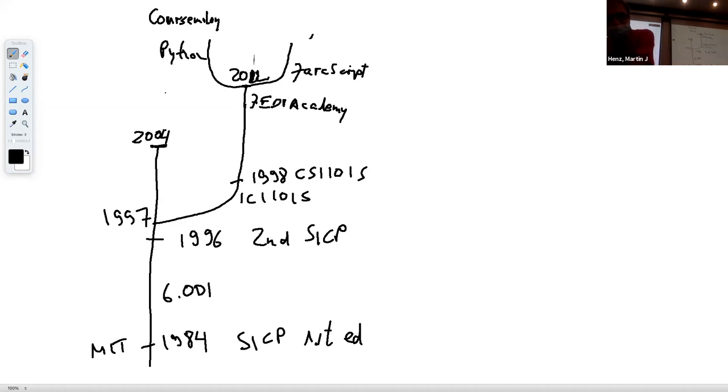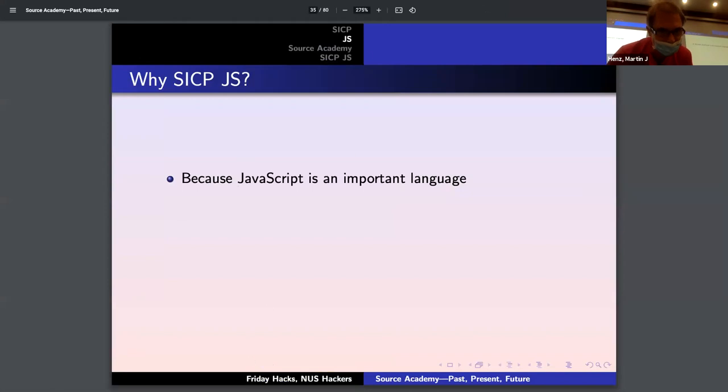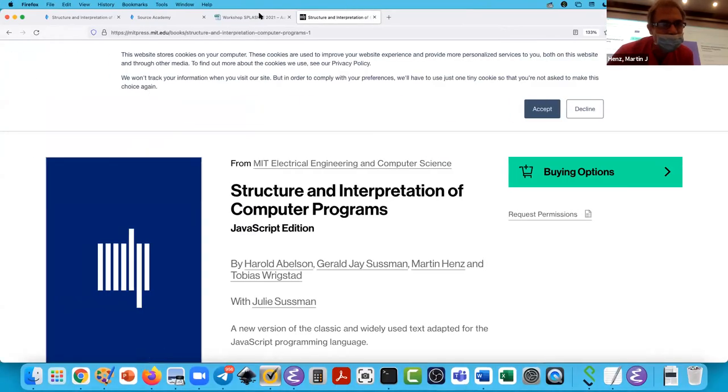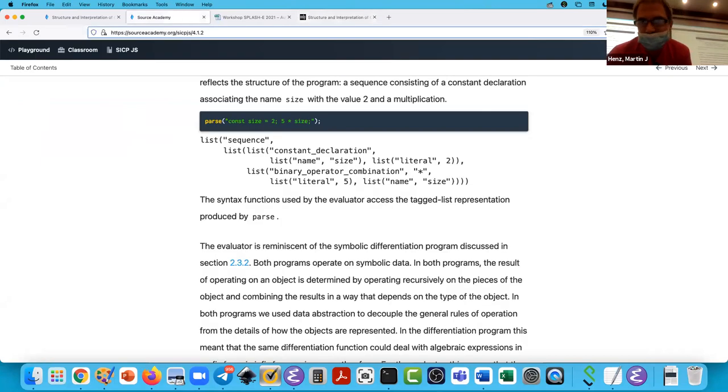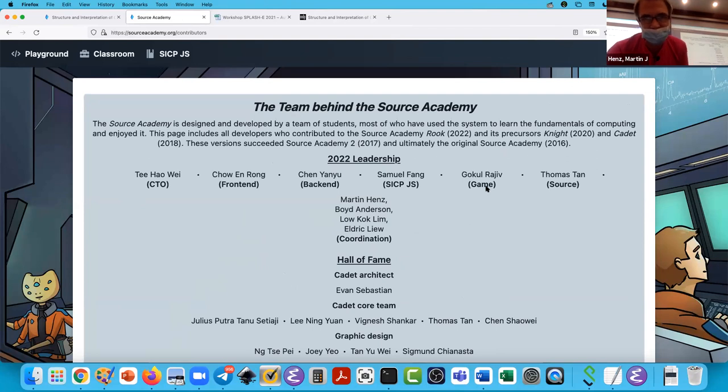So then you have the Source Academy, Source Academy 2, and the versions Cadet, Knight, Rook that you can find on the website. Let me show you that just briefly. You go to the Source Academy, you see that history when you click on the heart at the top. You see references to the original Source Academy that was built in 2016. The original Source Academy was basically a skin over this Jedi Academy that Ben built.